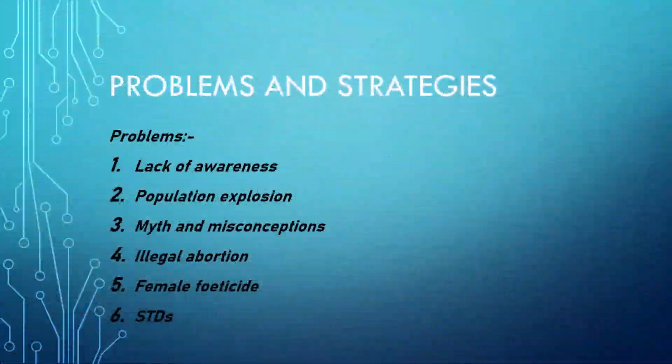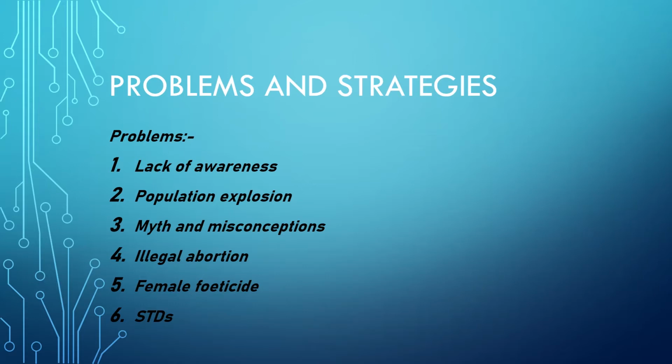Now, what are the problems and what are the strategies we use to resolve the problems? First, we are going to discuss the problems related to reproduction or reproductive health. The very important problem that is noticed is the lack of awareness. People are not aware of their reproductive health, hygiene, proper development or proper working or proper precautions about their reproductive health. So we have to make people aware of this.